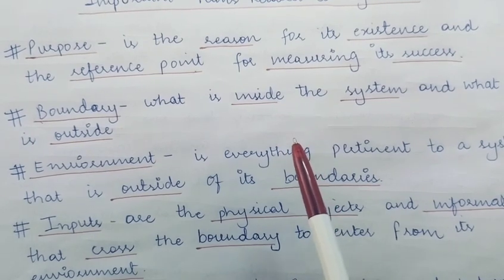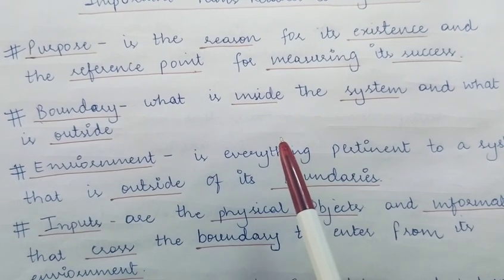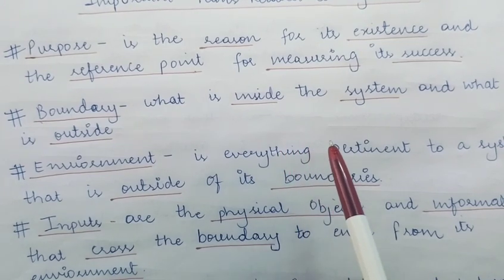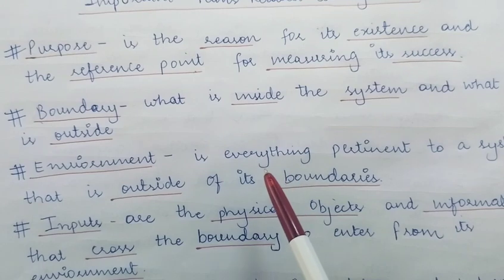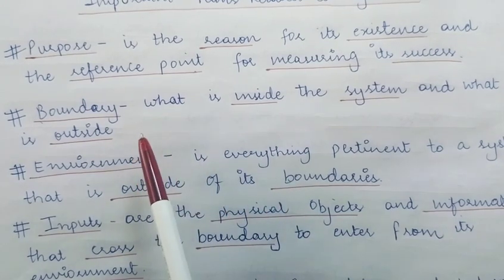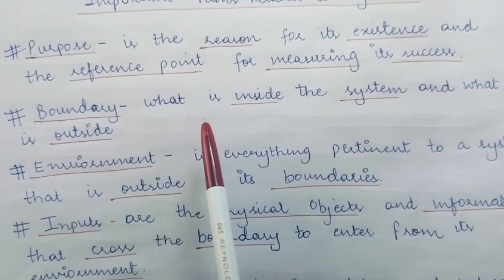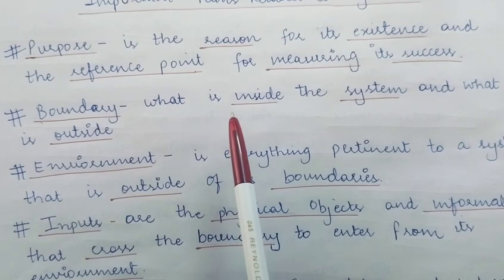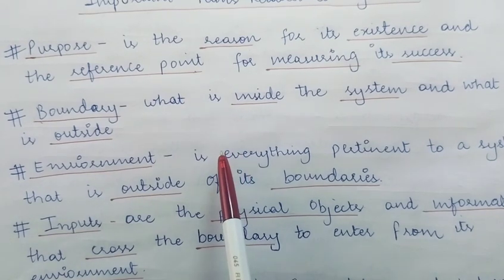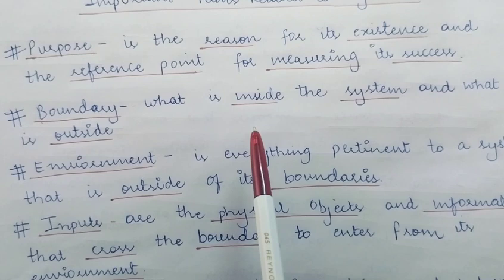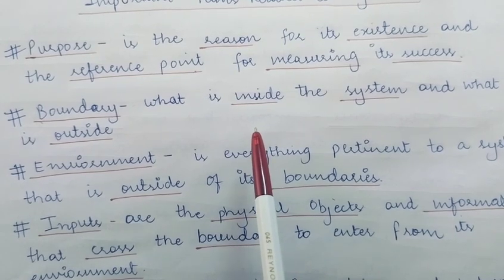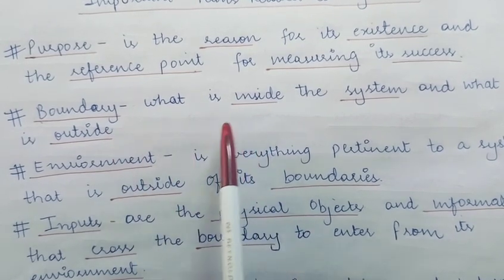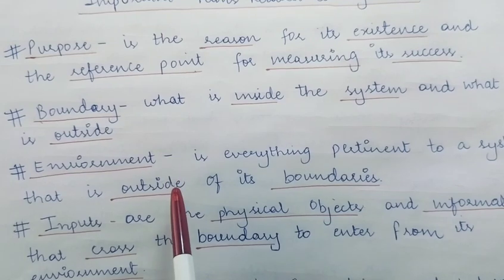You cannot include the road in your boundary. The road is outside the boundary of your house, and the garden of your house is within the boundaries of your house. So you need to set boundaries while establishing a system, deciding what are all those things that would be included in the system and what would be excluded from the system. So boundary is very important when you create a system.